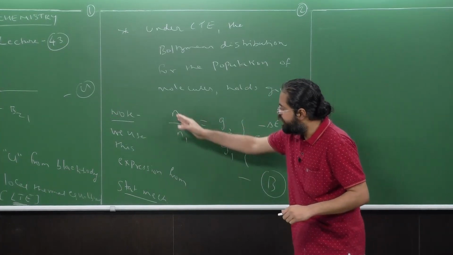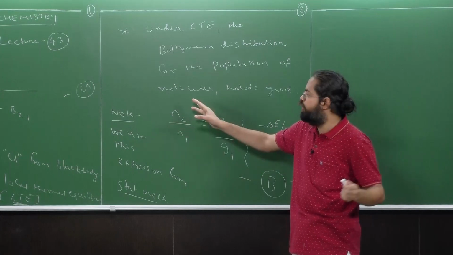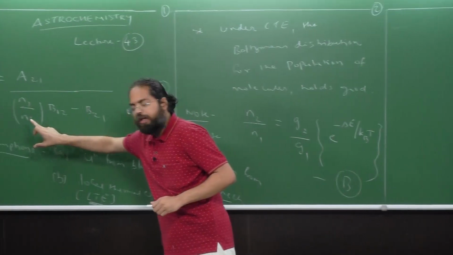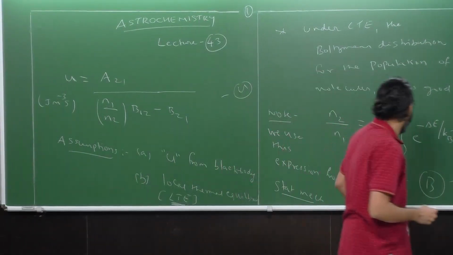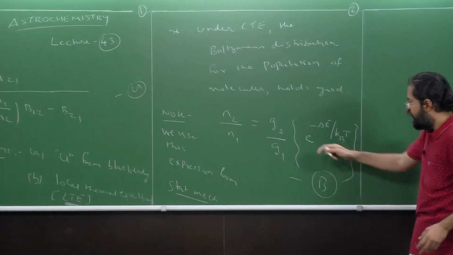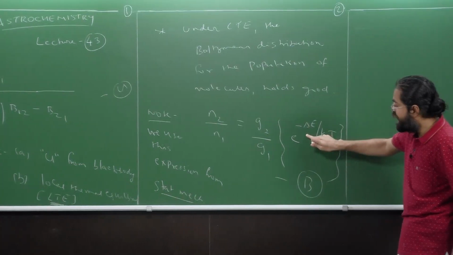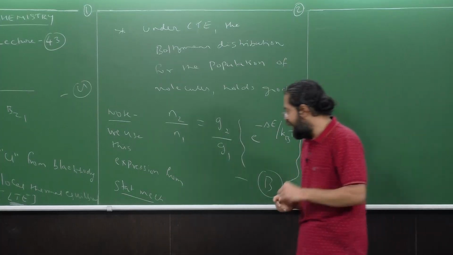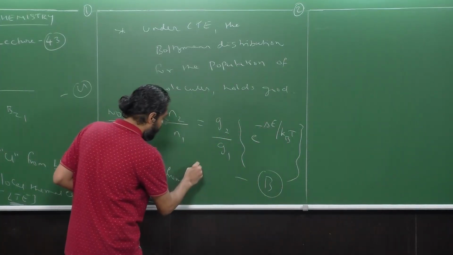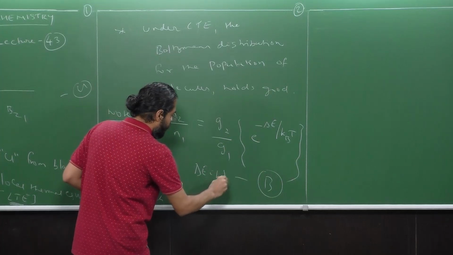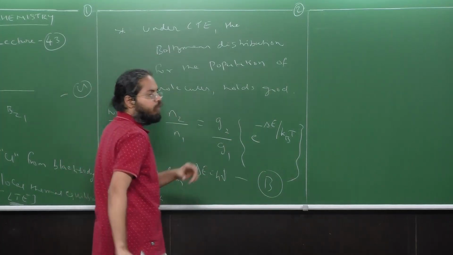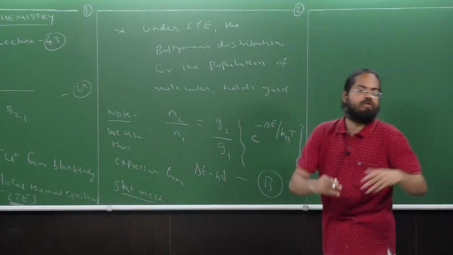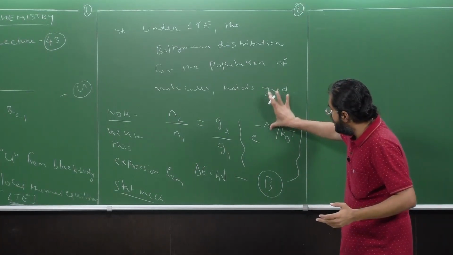So the LHS, that is N2 by N1, we already discussed. We are using the same notation as used for our discussion on Einstein coefficients. So that is N2 and N1. On the RHS, e is the irrational number, and delta E is the energy difference between N2 and N1. And notice that delta E here is equal to h nu, because it takes 1 photon to go from N2 to N1. So we might as well substitute this delta E with h nu.